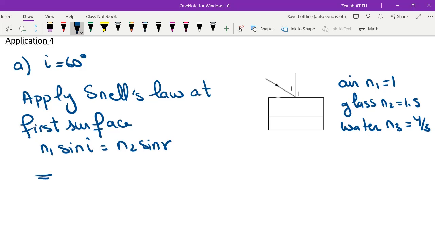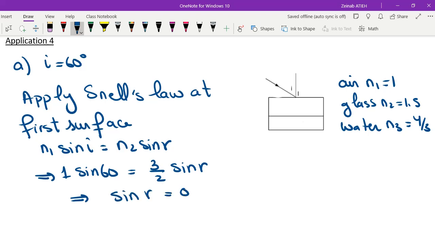I applied just the formula. 1 sin 60 equals 3 over 2, or 1.5, sin R. So sin R equals 0.57. This will give you R equals 35.26 degrees. So this is the normal. Where is R? R is smaller than I because I am going from rare to dense, so the ray refracts towards the normal and the angle gets smaller. This angle here is R.